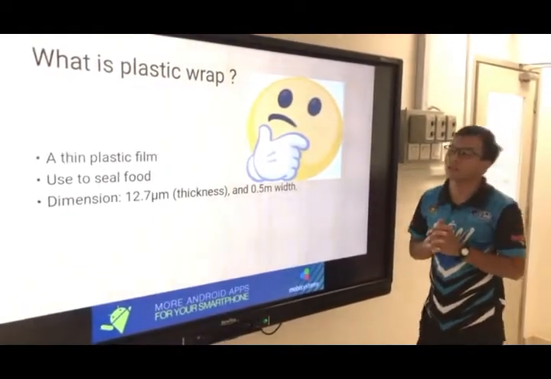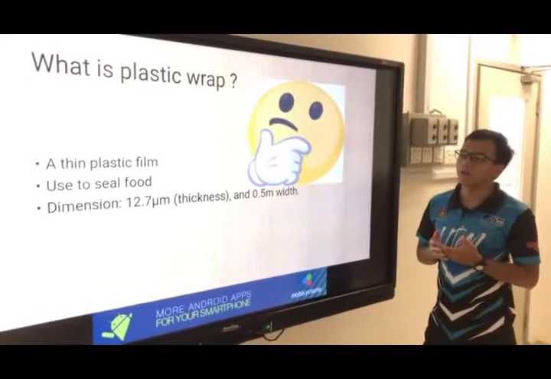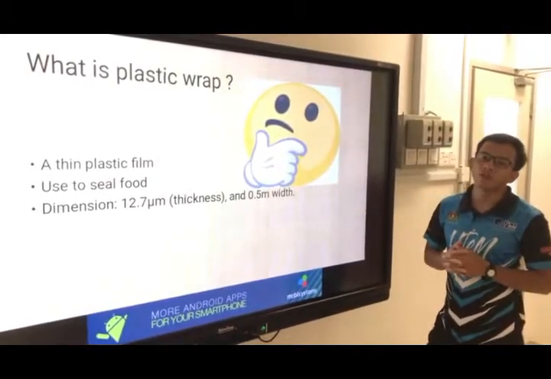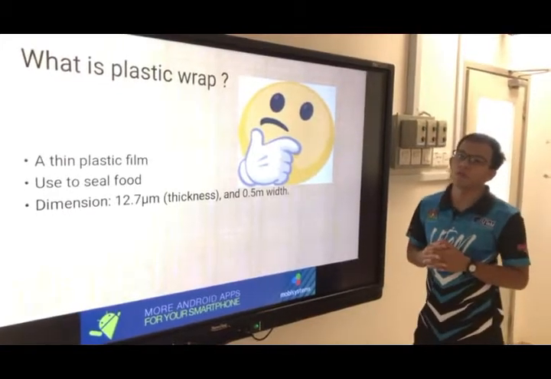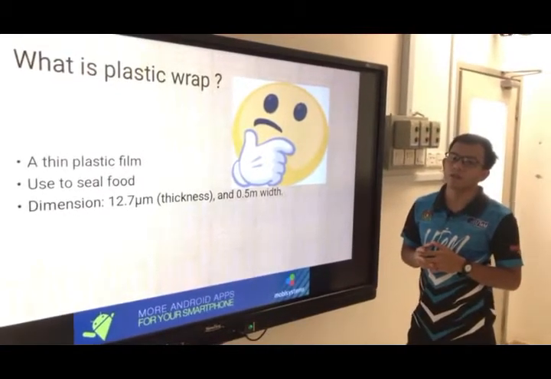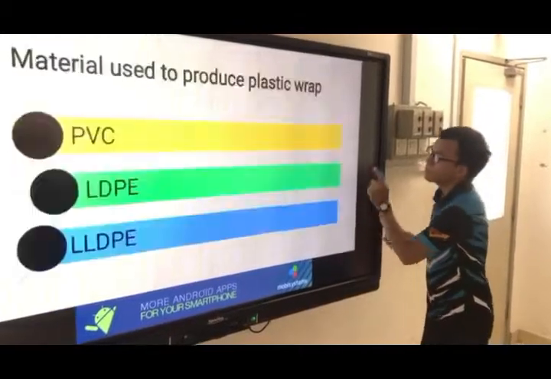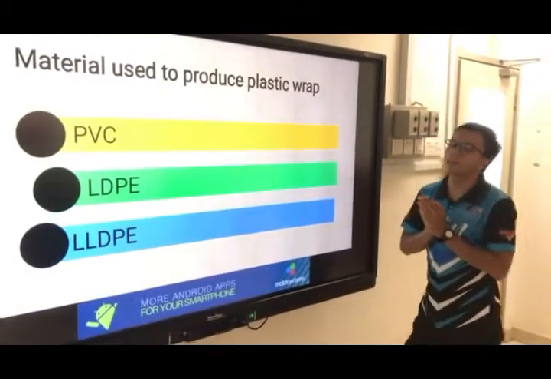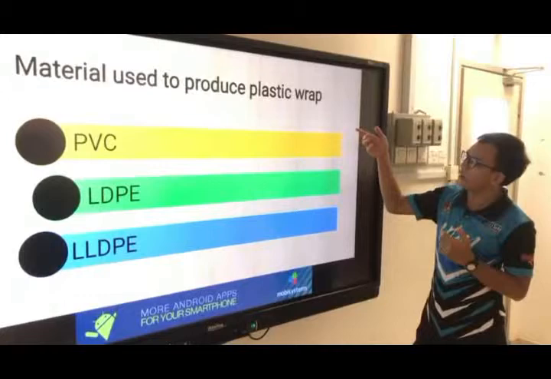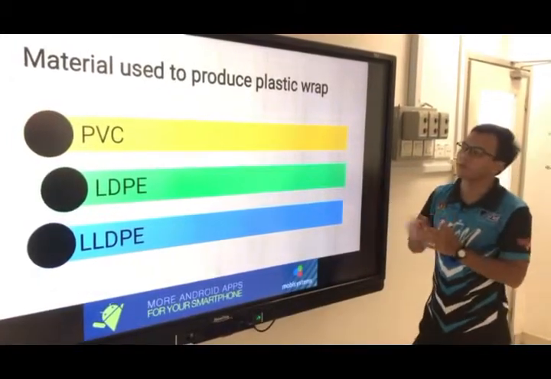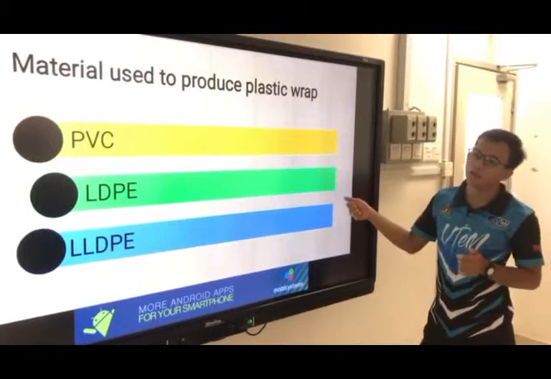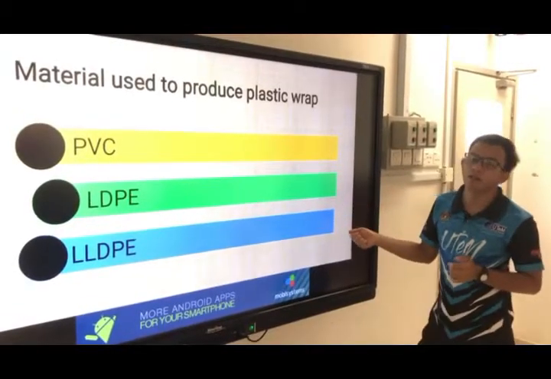The dimensions of the plastic wrap are 12.7 micrometer thickness, and the width is 0.5 meter. That's all. For the plastic wrap, basically we have three materials used to produce it. These are PVC, LDPE, and LLDPE.